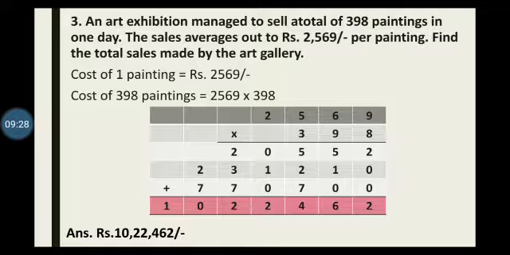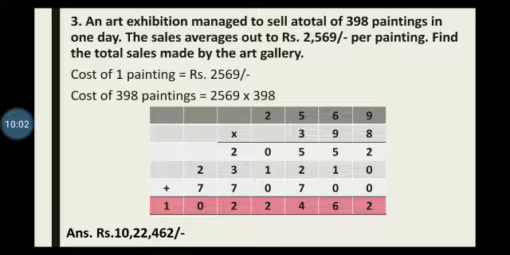Per painting means for one painting. So the art exhibition gets rupees 2,569 after the sale of one painting. So dear children, how many paintings he sold in all? Yes, he sold 398 paintings. So how much is the total money they collected? Yes, very right. You will multiply and tell it. I know this is a little bigger multiplication. You are going to take some time, but yes, you are going to do it.